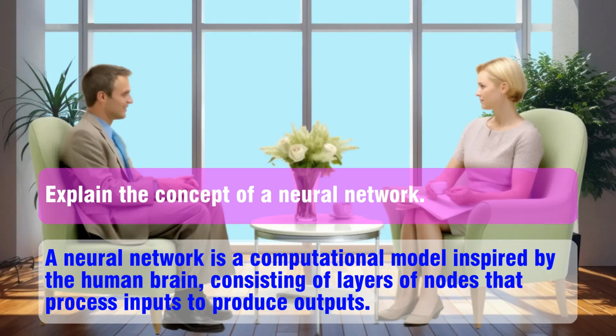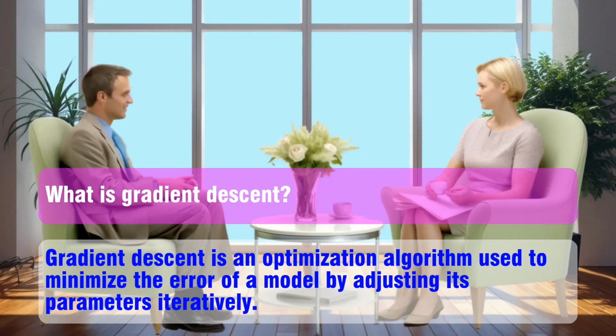A neural network is a computational model inspired by the human brain, consisting of layers of nodes that process inputs to produce outputs. What is gradient descent? Gradient descent is an optimization algorithm used to minimize the error of a model by adjusting its parameters iteratively.